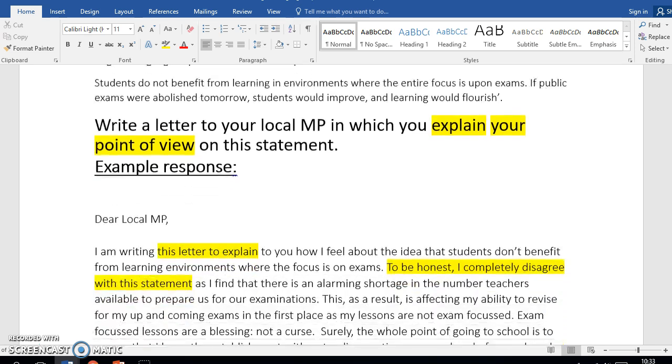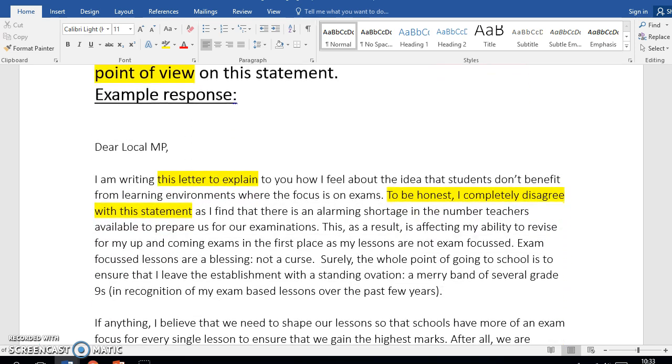They're clearly using the question, as I like to tell my students, as an answer. Use words from the question in your point sentences, in your sentences, okay? As I find that there is an alarming shortage in the number of teachers available to prepare us for our examinations. This, as a result, so you've got a complex sentence there, it makes it sound very sophisticated, is affecting my ability to revise for my up-and-coming exams in the first place, as my lessons are not exam-focused.